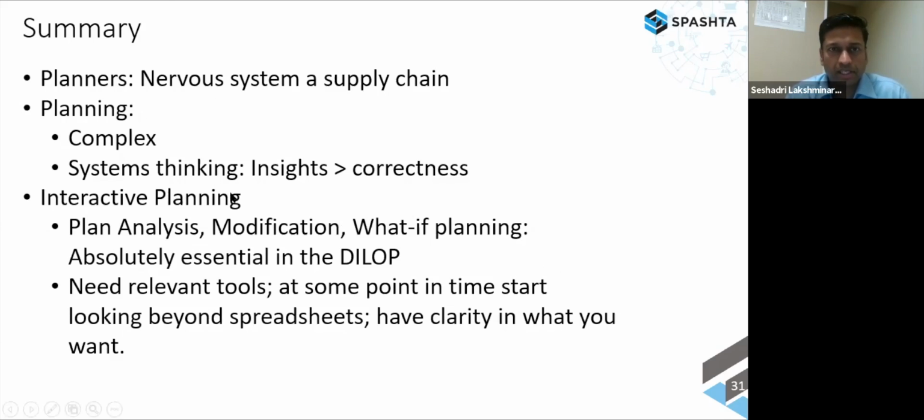To summarize, I think so. We talked about planners. We talked about planning. This good level of complexity. Insights are more important than correctness, which is why interactiveness is important. And analyzing a plan, modifying in what-if planning. These are all parts of interactiveness. And at some point in time, start looking beyond spreadsheets. Be clear in what you want. Okay, so that's all I had in terms of a presentation.